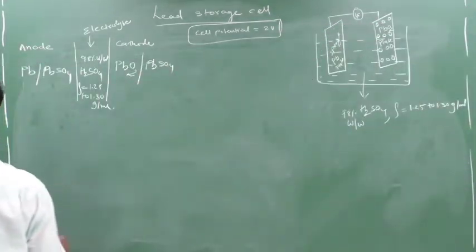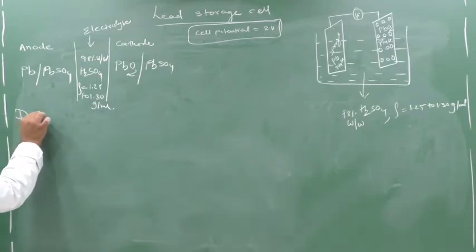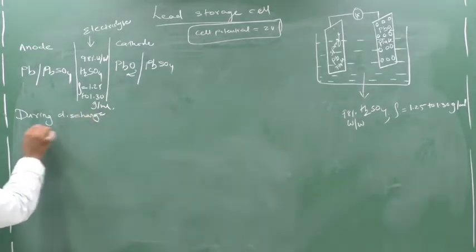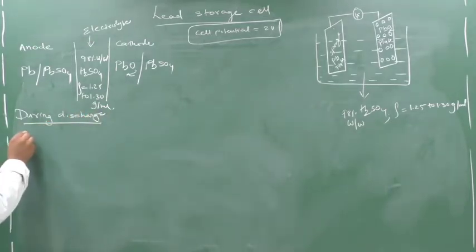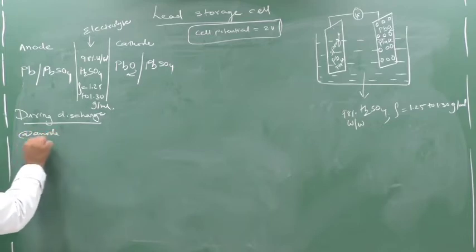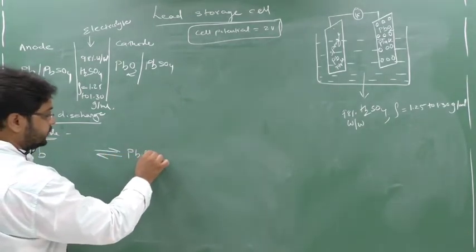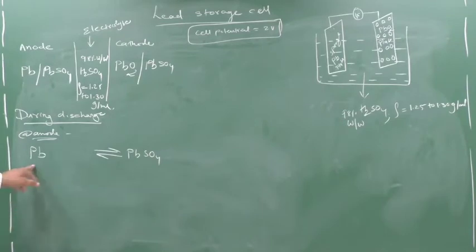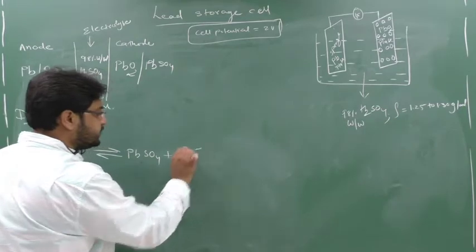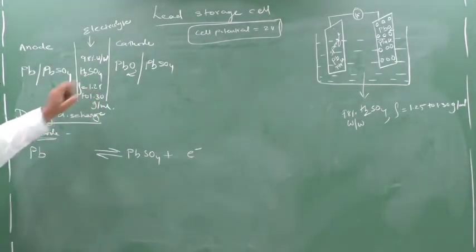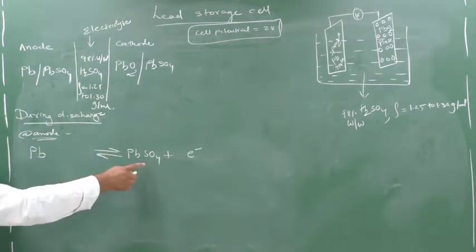So now, during discharge, first we will see at the anode. Pb is converted into PbSO4. Clear? Now Pb is converting into what? PbSO4. At anode means what? Loss of electron. Now Pb is converting into PbSO4. Who is helping? This H2SO4.